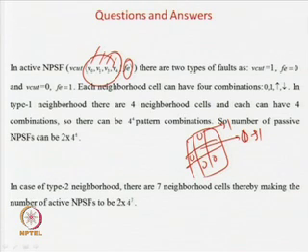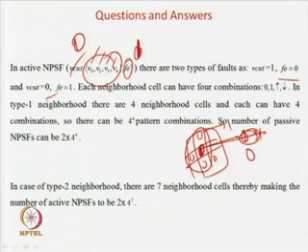There are two types of faults. If the value of the cell is 1, then we can have a stuck at 0 fault here, and if the value is 0, then we can have a stuck at 1 fault over here. Like if the value is 1 here, it may make it 0, stuck at 0. So stuck at 0 and stuck at 1 faults are possible in this one, but there should be some activity in the periphery.